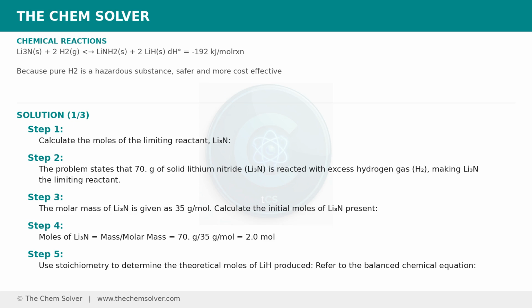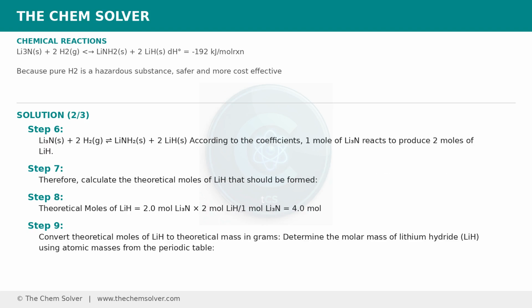Calculate the initial moles of Li3N present. Moles of Li3N equals mass over molar mass equals 70 g over 35 grams per mole equals 2.0 moles. Use stoichiometry to determine the theoretical moles of LiH produced. Refer to the balanced chemical equation.